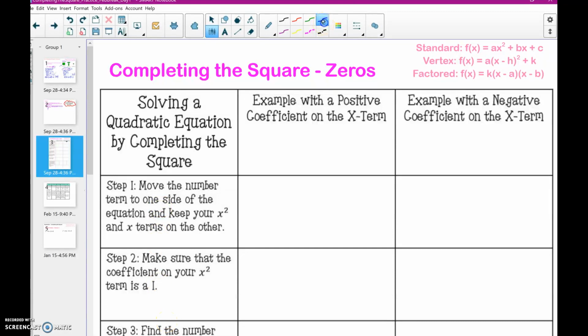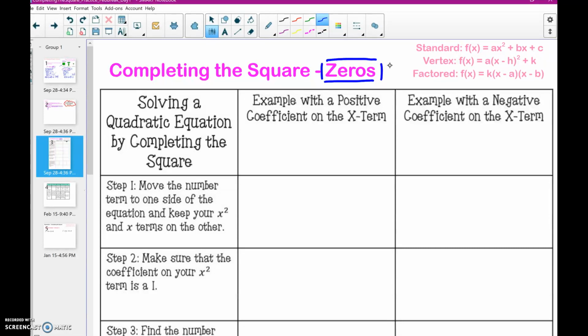So completing the square is great to write things in vertex form, but you can also use completing the square to find your zeros, which is great because if we are so good at completing the square, then if we can use it to find our zeros on complicated equations, then that's a good thing. So let's start doing that.